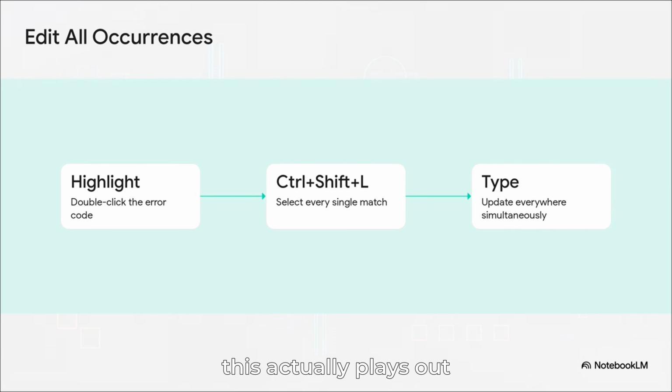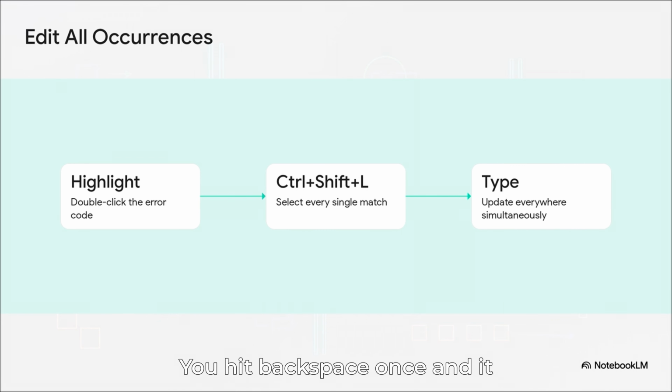Let's watch how this actually plays out in a real tactical scenario. Imagine you've got this repetitive error code just scattered all throughout a document. Step 1, you double-click the very first error code to highlight it. Step 2, you execute the absolute power move, Control-Shift-L. Instantly, the editor scans the entire document, finds every single match, and drops an active cursor right on it. Step 3, you just start typing.